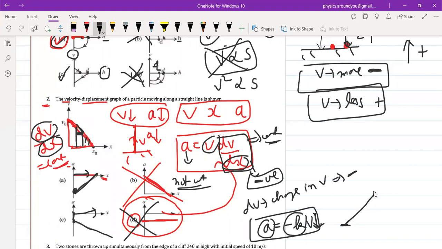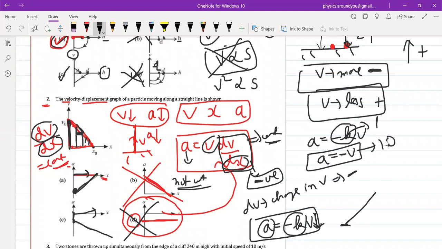If you don't believe me, you can put values. So how can we put values? A equal to minus kv. So I will put k as 1, say. A equal to minus v. You see, initially let the v value be maximum, let's say 10. Now, as x is increasing, let's say it came over here where v value is 5.